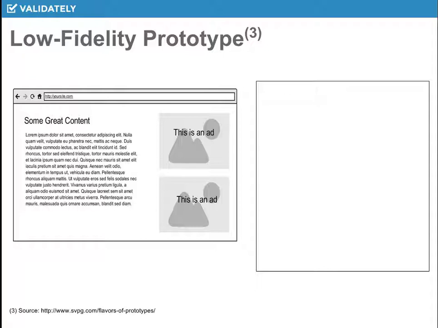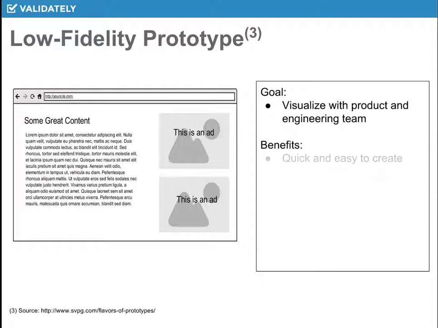The next is the low fidelity prototype, which can be done in Balsamiq or some very basic mock-up tools. The point here is to visualize with the product and engineering team the early versions of the product or the feature that you're thinking about, and have those kinds of discussions with the product team and the engineering team. It's quick and easy to do. You can put these together in a very short time period and iterate really, really quickly. Everything is drag and drop, so really easy to do. It does not require developer time.